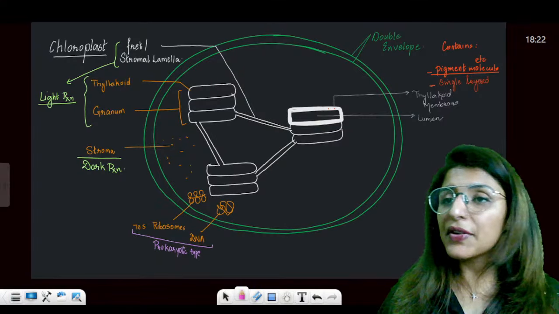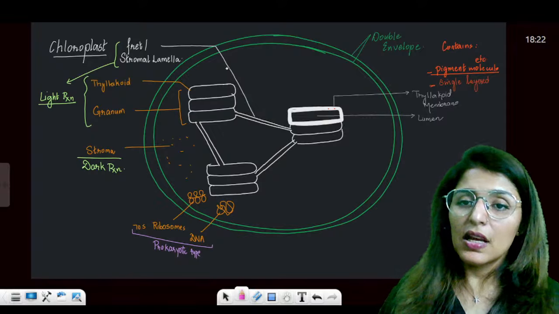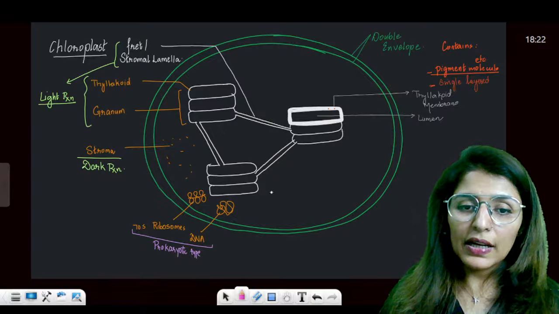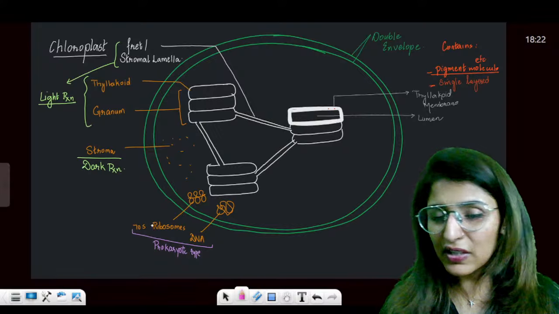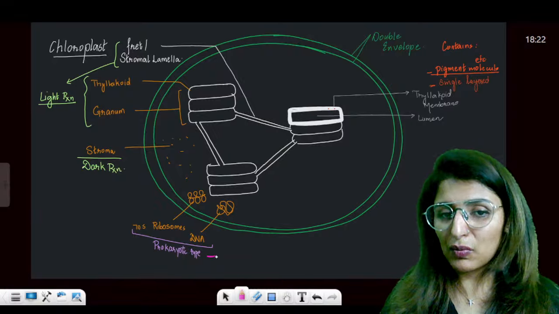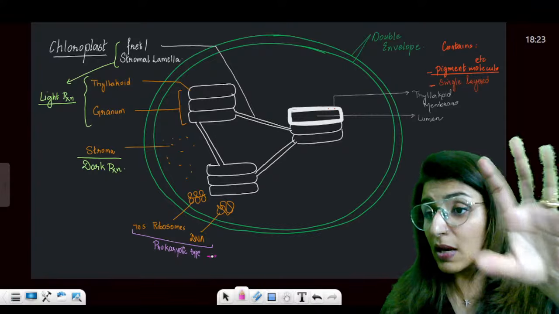Yes, guys. Let's first understand the main site of photosynthesis, which is the chloroplast. See, it is a double membrane structure. It has a double envelope, right? It has its own DNA. It has its own 70S ribosomes. These are of prokaryotic nature because it is semi-autonomous. This chloroplast has the ability to make some of its own proteins.